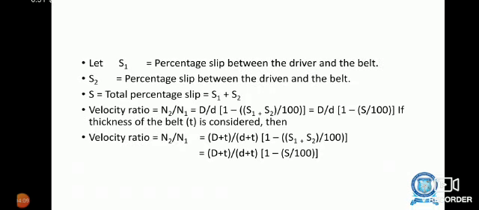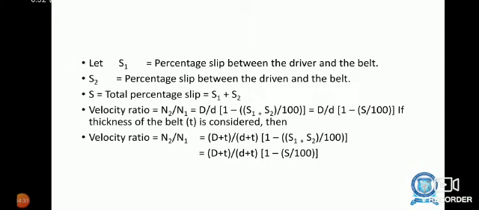Let S1 be the percentage of slip between the driver and the belt, and S2 the percentage of slip between the driven and the belt. S equals S1 plus S2, the total percentage. Velocity ratio N2 by N1 equals capital D by small d into 1 minus (S1 plus S2) divided by 100, which equals capital D by small d into 1 minus total slip divided by 100.